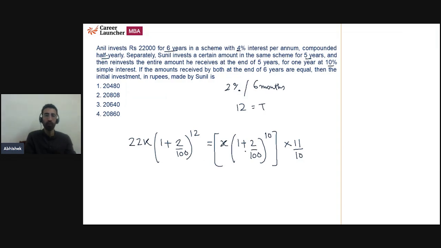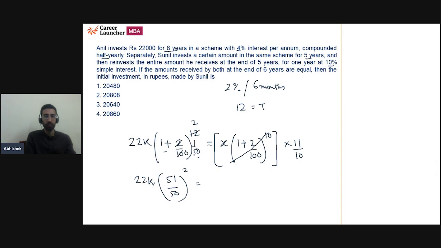This may look difficult, but it's actually not. 1 plus 2 by 100 to the power 10 cancels out from 1 plus 2 by 100 to the power 12. You divide both sides by 1 plus 2 by 100 to the power 10, and you get a square here. If you simplify, 2 by 100 is 1 by 50. 1 plus 1 by 50 is 51 by 50. So you have 51 by 50 whole square into 22,000 is equal to x into 11 by 10.